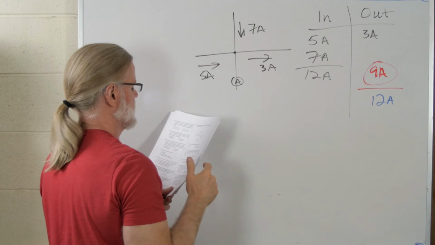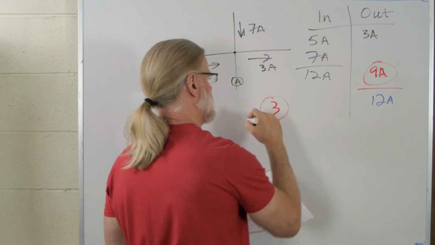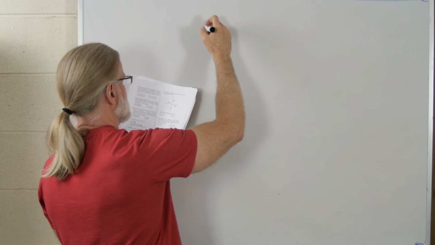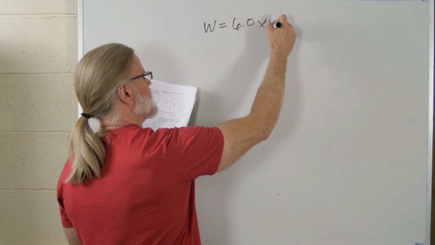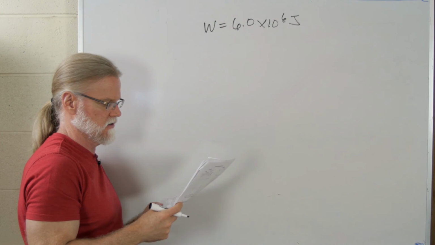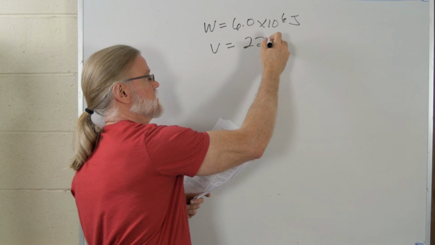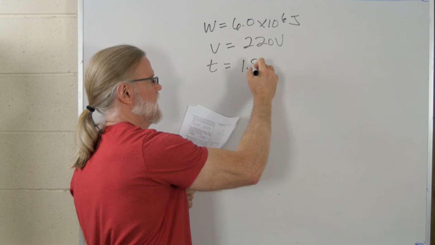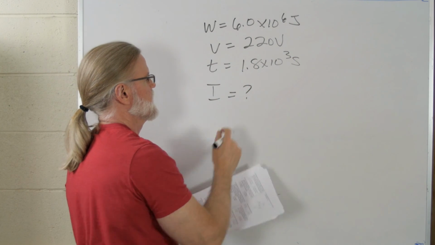So we had 9 amps out, but they don't ask about it. The choice is 3. An electric dryer consumes, let's see, how much energy? 6.0 times 10 to the 6 joules of electrical energy. Use W for electrical energy. When operated at a voltage of 220 volts for a time of 1.8 times 10 to the 3 seconds. How much current was that drawing?